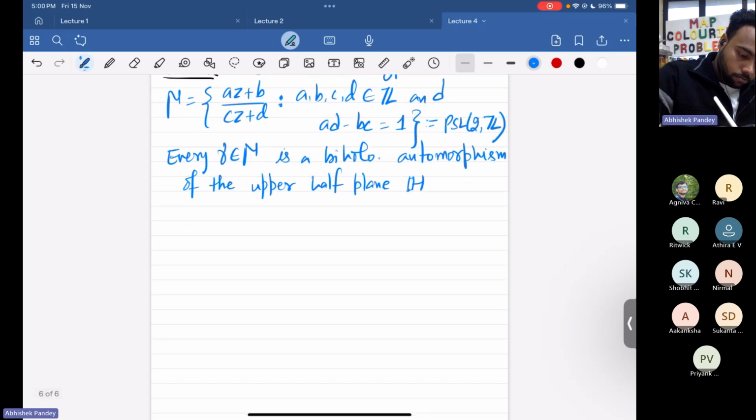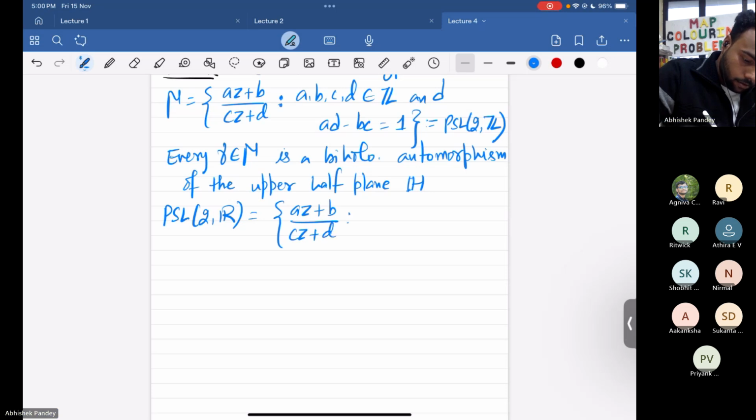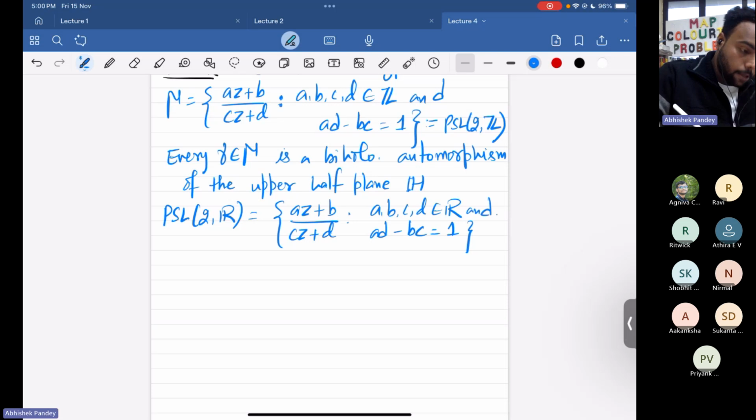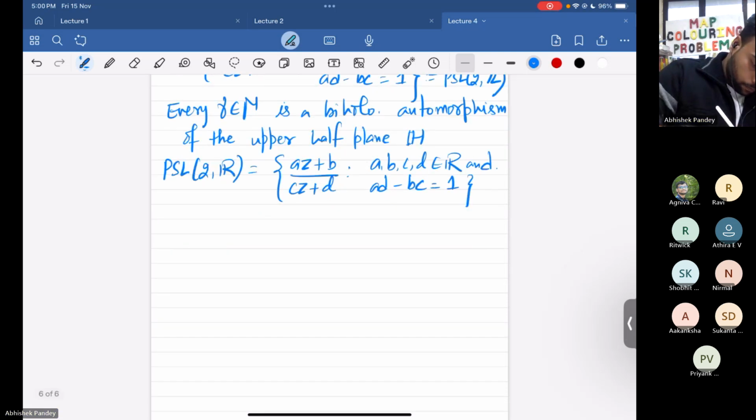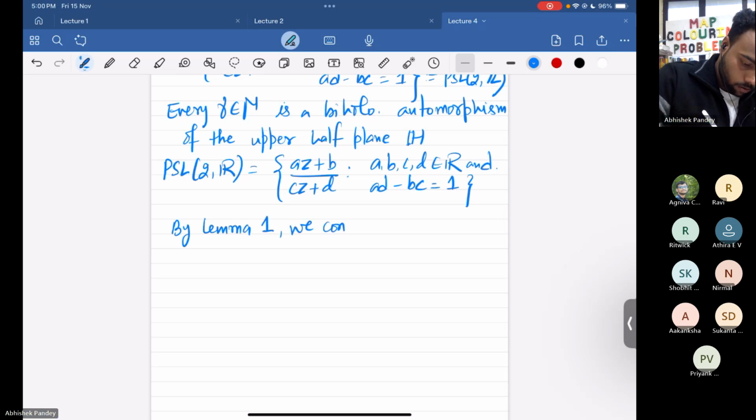Okay, so basically this is nothing but the collection of all this. The conformal automorphism of the upper half plane is... okay. So by Lemma 1 we conclude the following.